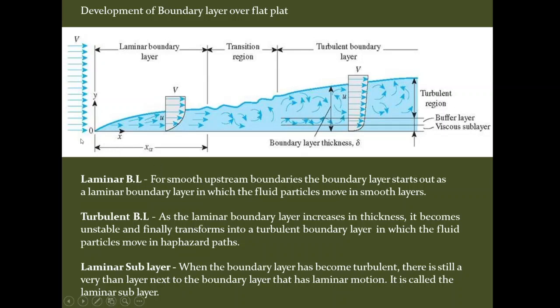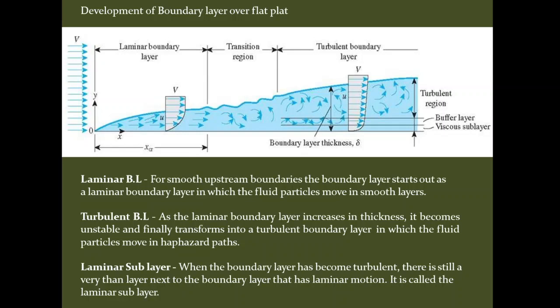Near the leading edge of this plate, where the thickness is very small, the flow in the boundary layer is called the laminar boundary layer. You can see from this leading edge up to this point is called the laminar boundary layer. And this length of the laminar boundary layer is called the laminar zone. Okay, this is the laminar zone.